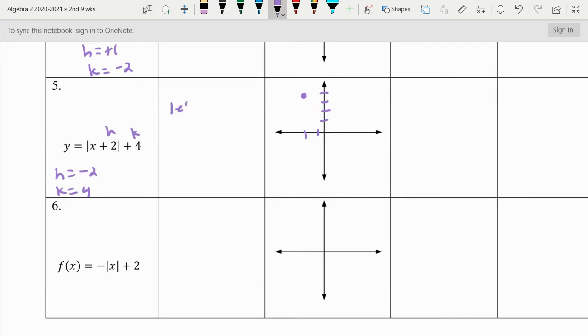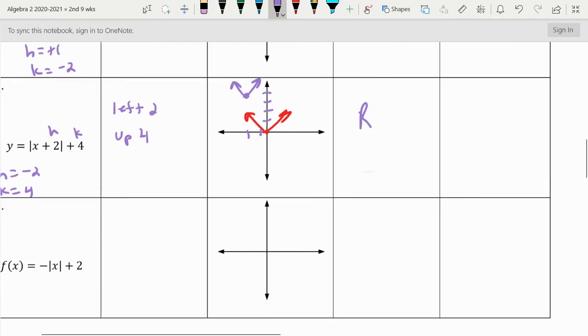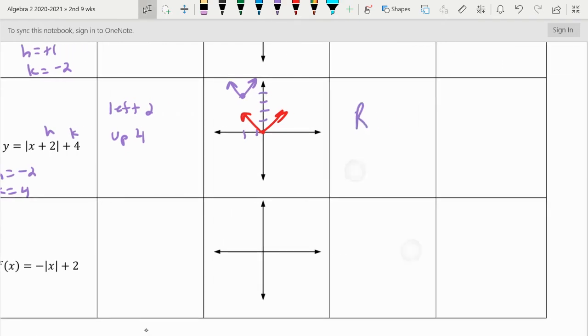So left 2 units, and then up 4. It's going to open upward like this. Again, a big shift from where our parent function is. So it still opens left and right to all the numbers. And as far as our range now, it is starting at 1, 2, 3, 4 up there, so it's going to be 4 to infinity.